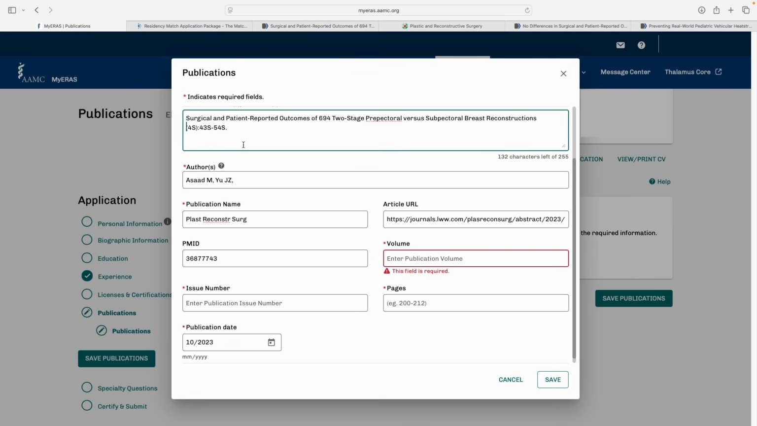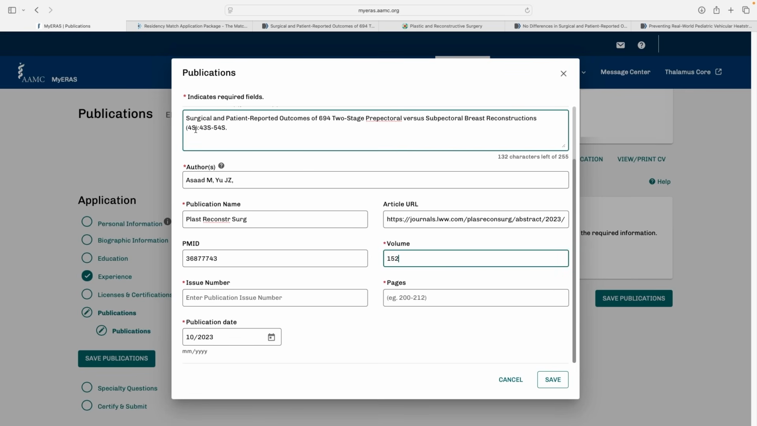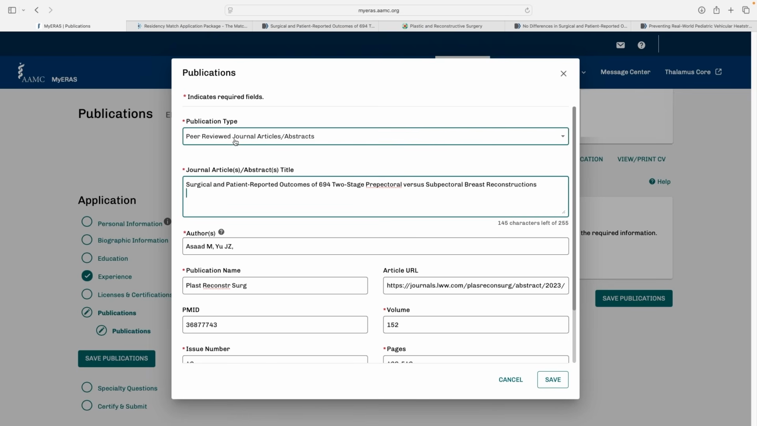The first one is the volume. The second one, this one here, is the issue number. And the final 2 numbers, and it's usually a range, are the pages, because you can imagine it's from this page to that page. And that's how you can add a publication. And this here is referring to fully published journal articles / abstracts.